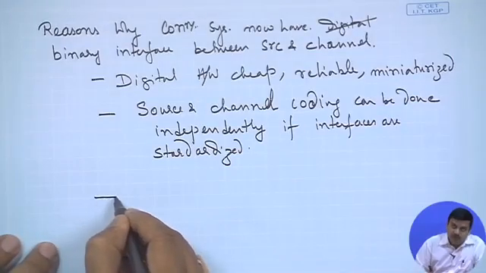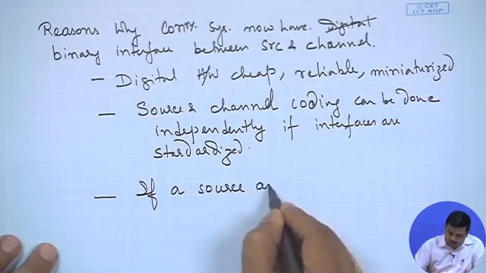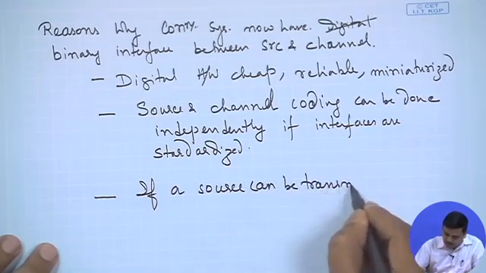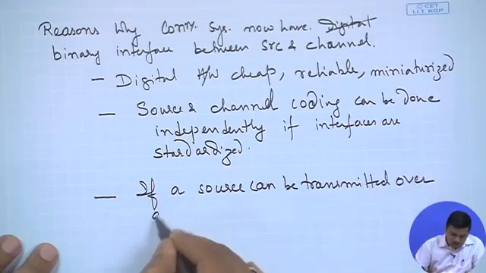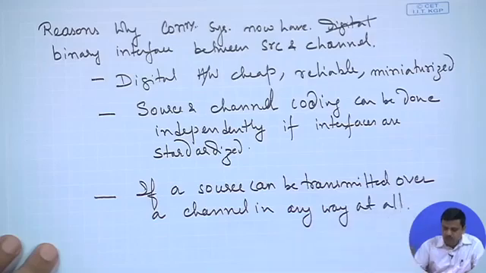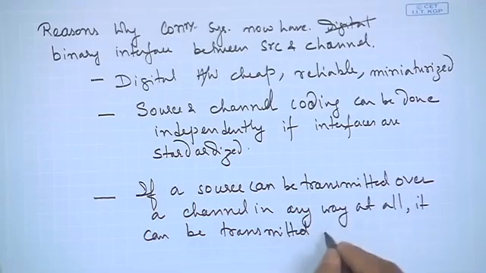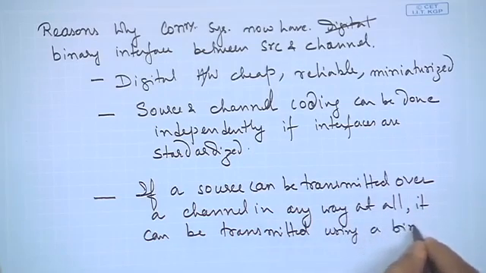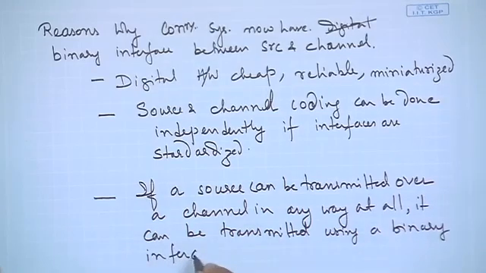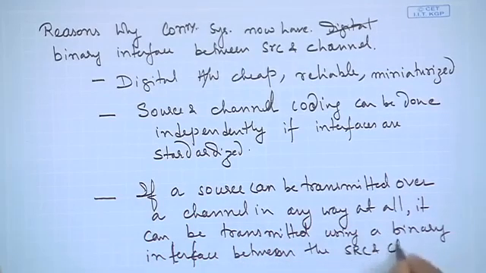And the third, which is one of the very interesting things due to Shannon, what he said is that if a source can be transmitted over a channel in any way at all. So, that means what he says, that if a source can be transmitted to the receiver, that means if it can be communicated at all, in that case it can be transmitted using a binary interface between the source and the channel.